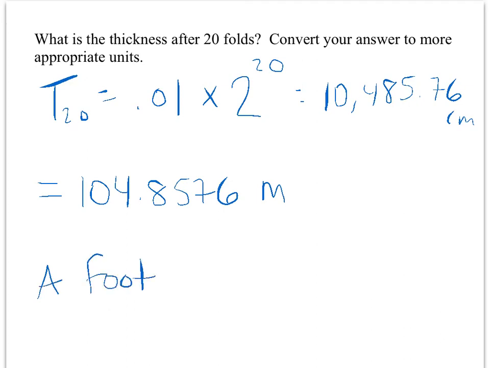That seems ridiculously large for 20 folds. You take one piece of paper, fold it in half 20 times, and it's the size of a football field. Again, we're witnessing the power of exponential growth. When you multiply over and over, your value grows really fast.